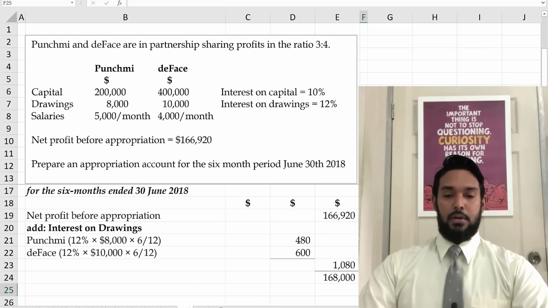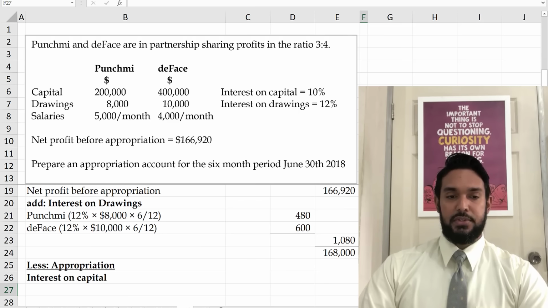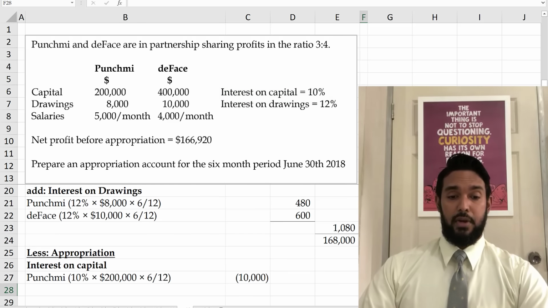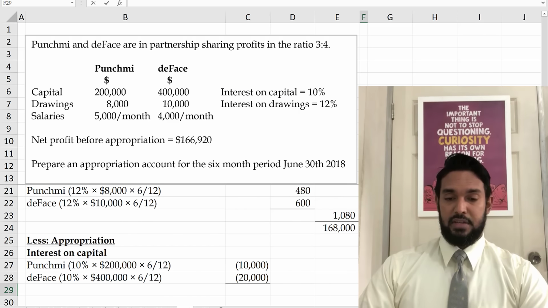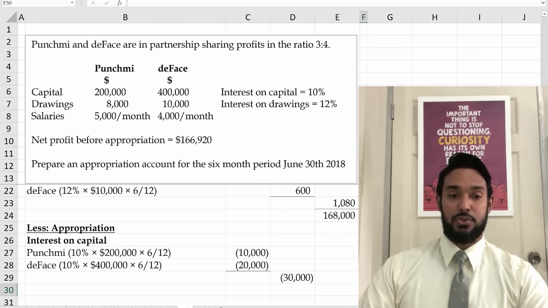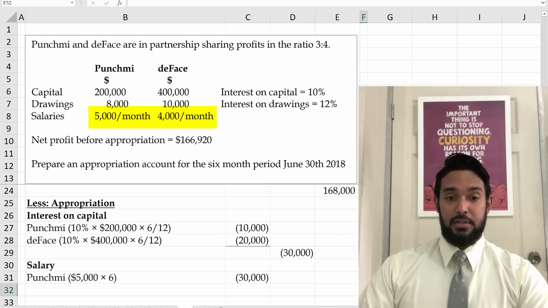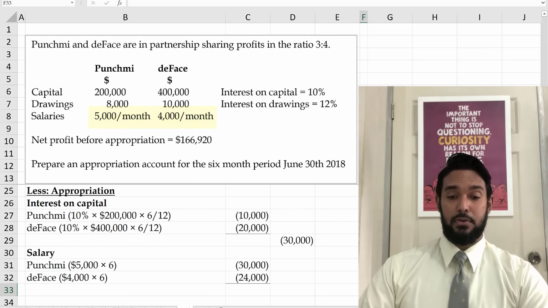Right. Appropriations. Interest on capital is the first thing. So we have 10% of the 200 multiplied by 6 out of 12, and then 10% of the 400 by the same 6 out of 12. That's going to give us a total of 30. Salaries, so we see we have salaries accruing per month. Punch Me is 5,000 per month, 5,000 by 6 is 30. The Face is 4,000, 4,000 by 6 is 24, total of 54,000, which gives us 84,000 worth of appropriations.